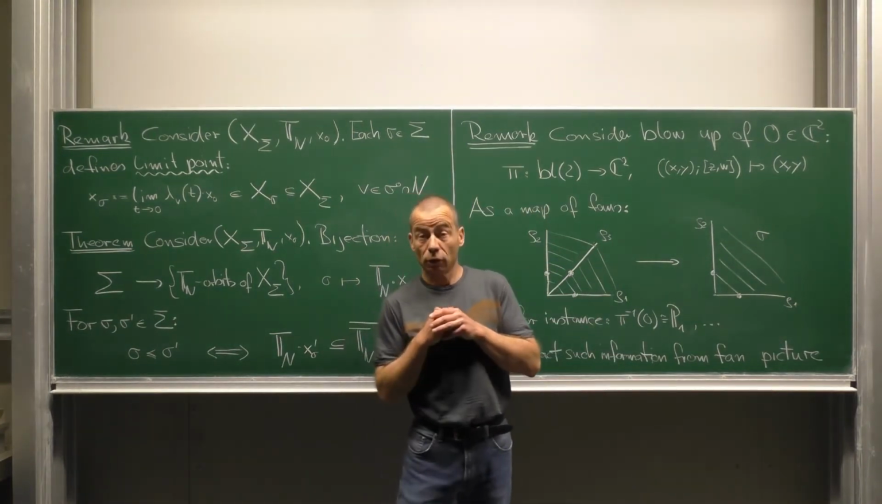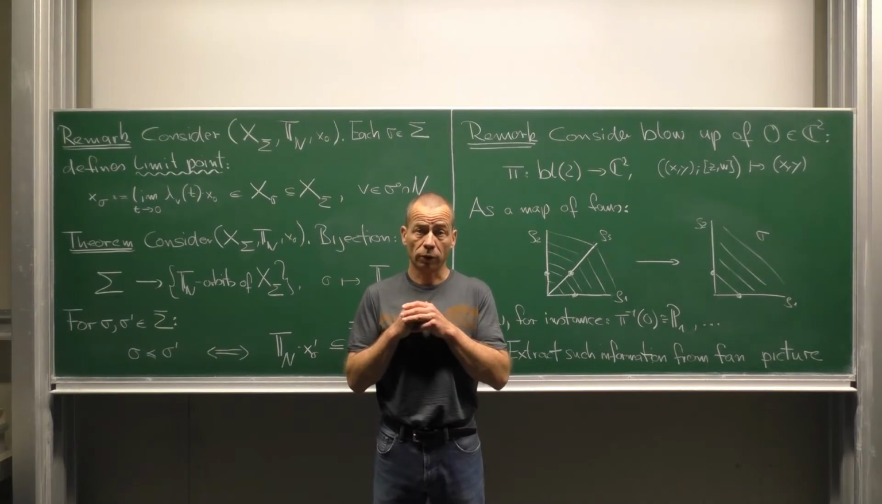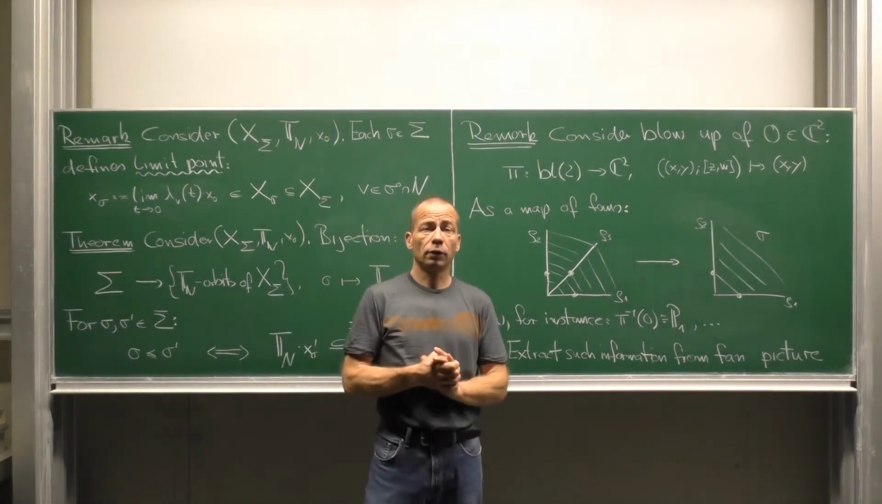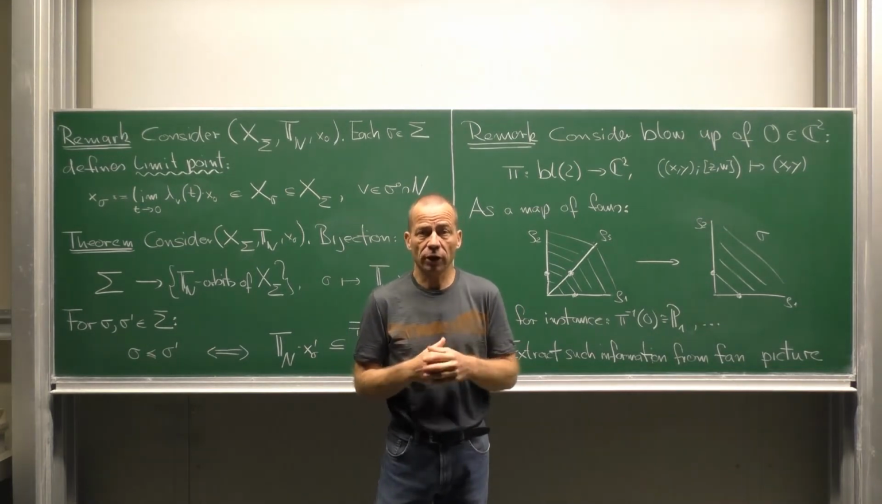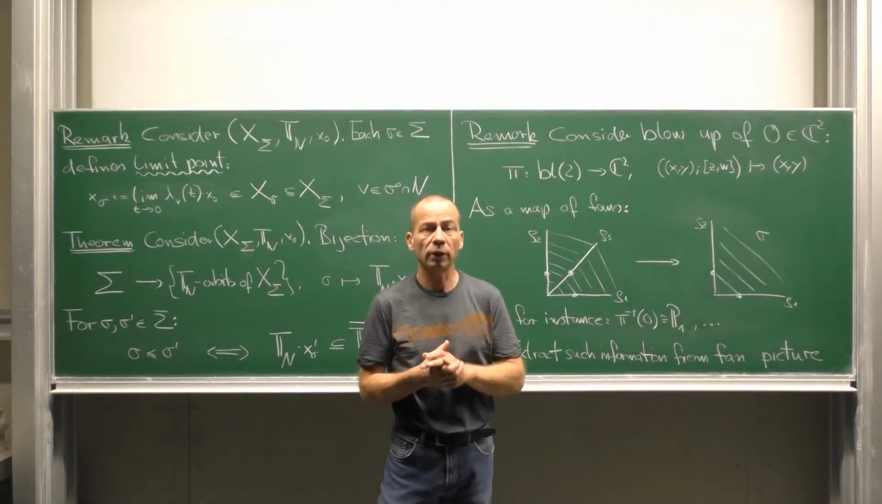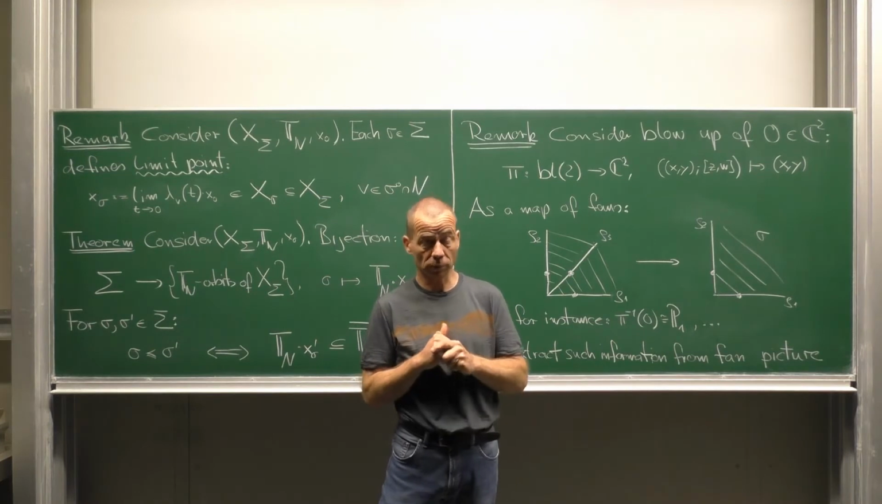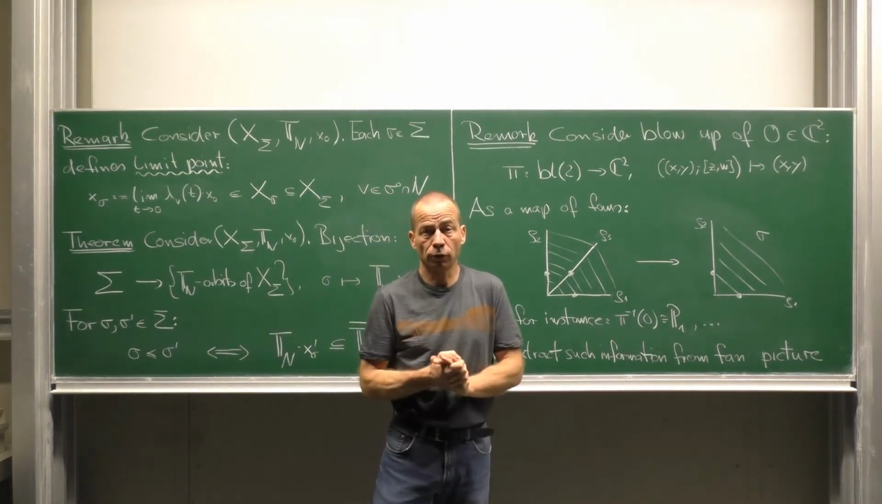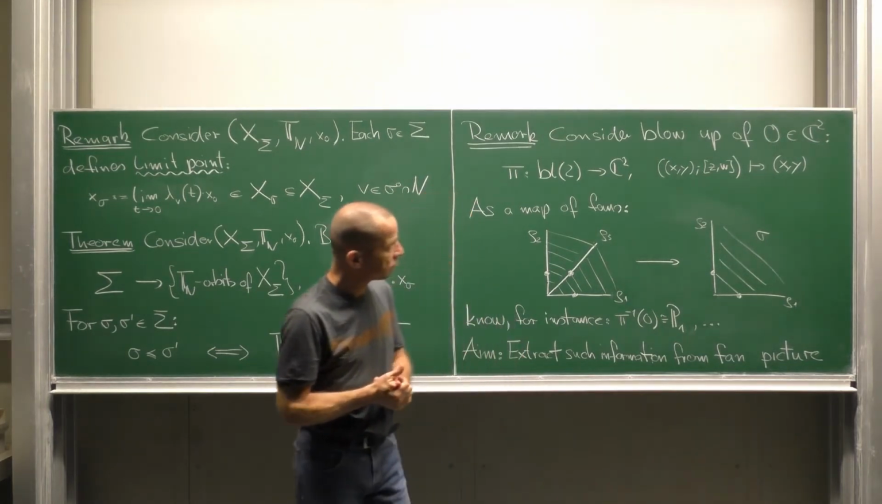Let us see what kind of questions we are going to discuss. Look at the blow-up of the origin in C². This is a subvariety of C² times P¹ given by a binomial equation. And we have a projection map from this blow-up to the first factor C².